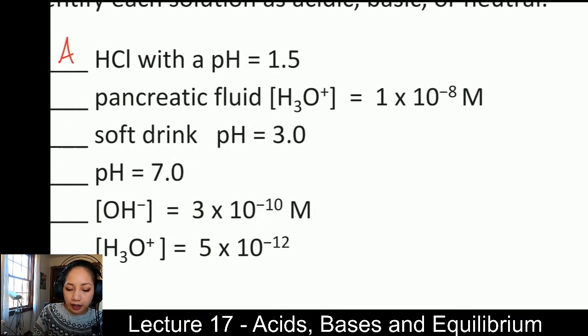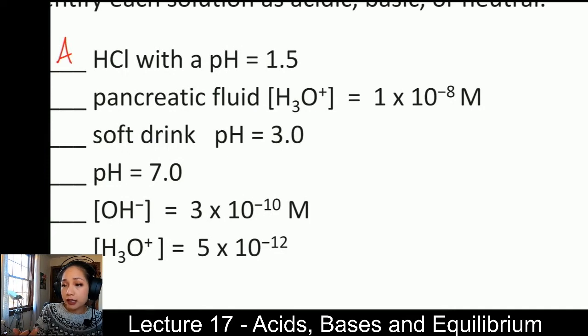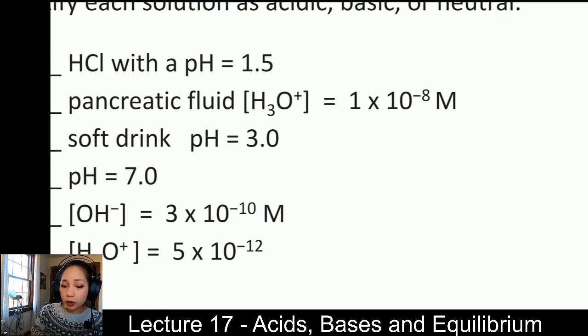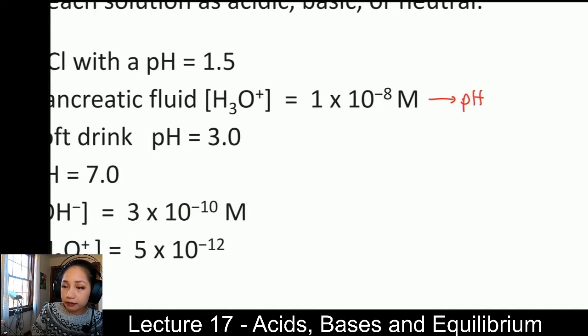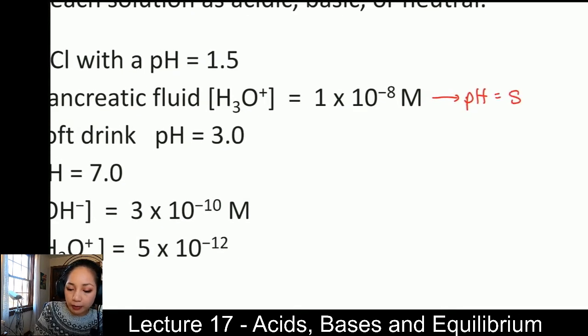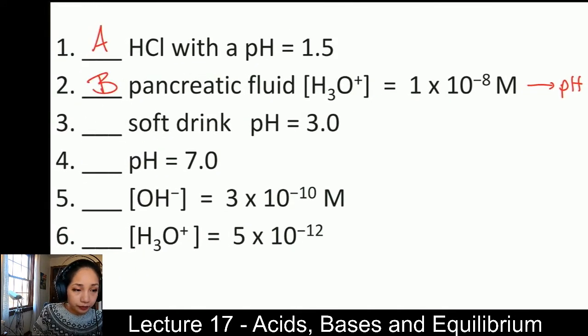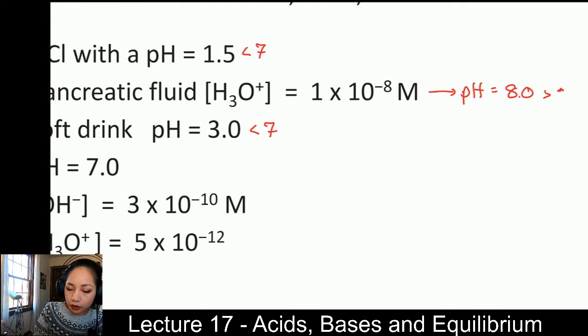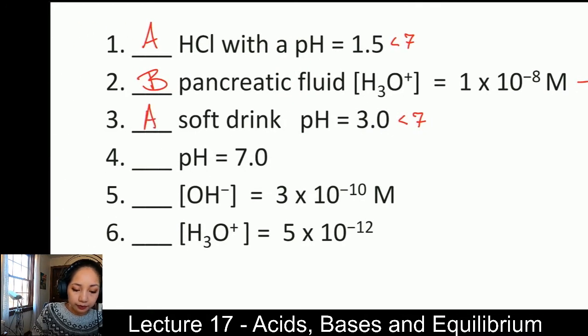Pancreatic fluid: it's not giving us a pH, but it's giving us a hydronium concentration of 1 times 10 to the negative 8 molarity. If you calculate the pH of that value, this gives us a pH of 8.0. 8.0 is larger than 7, so this is actually basic. A soft drink has a pH of 3.0, so this is less than 7. Those are less than 7, this is more than 7. So a soft drink is acidic. A pH of exactly 7.0, that's neutral.